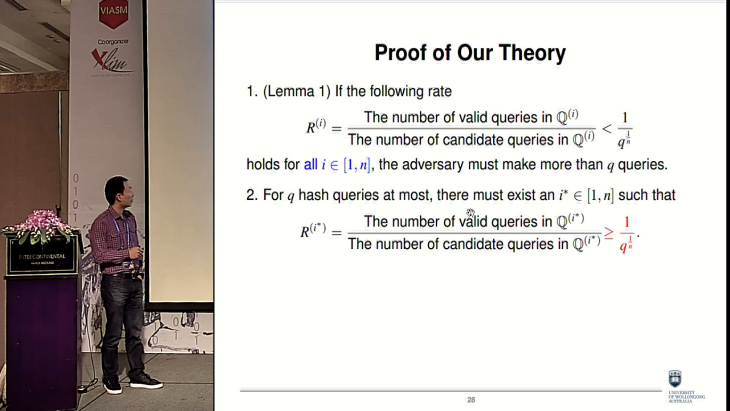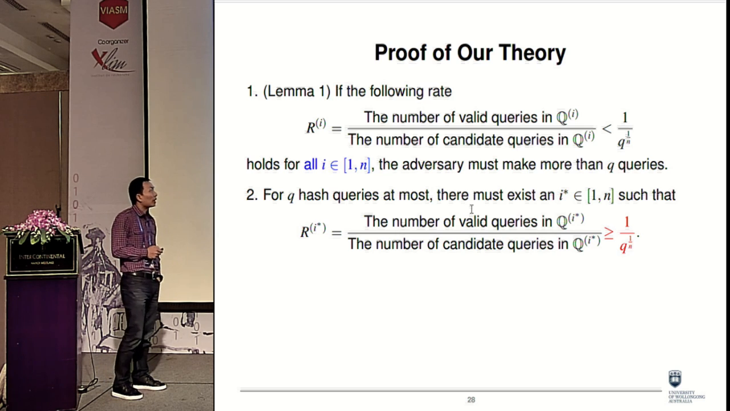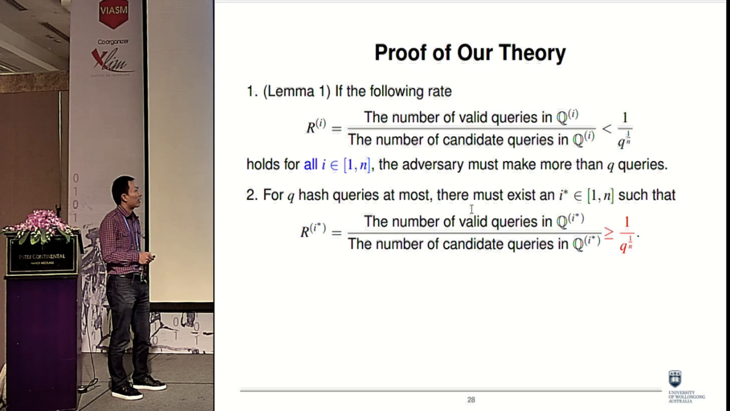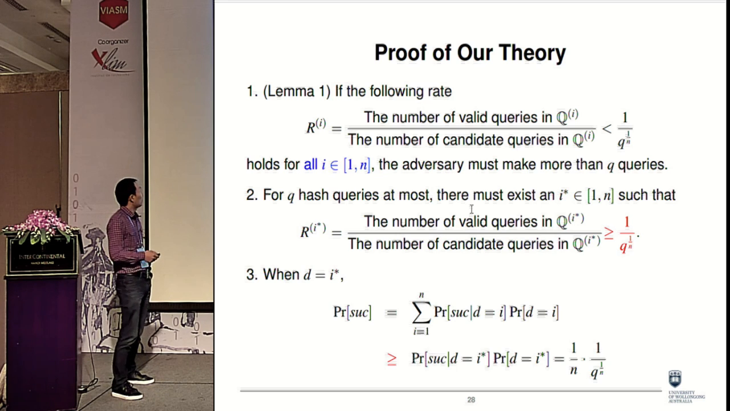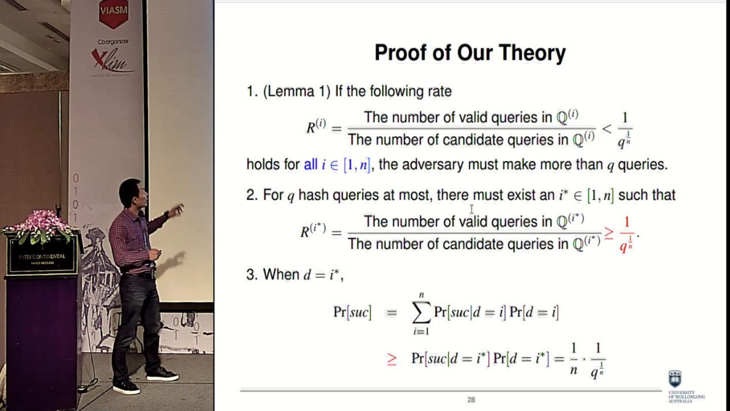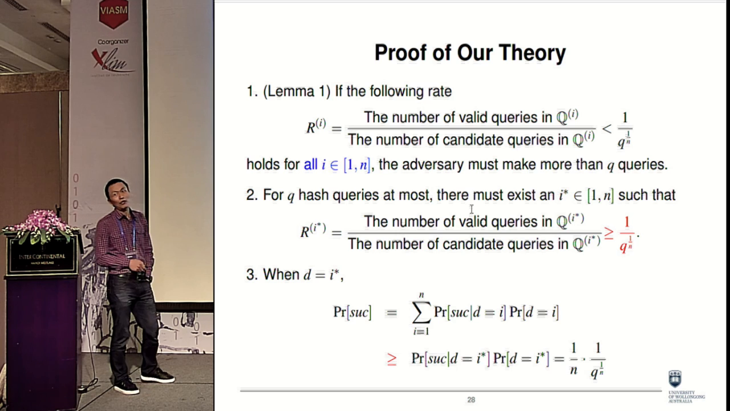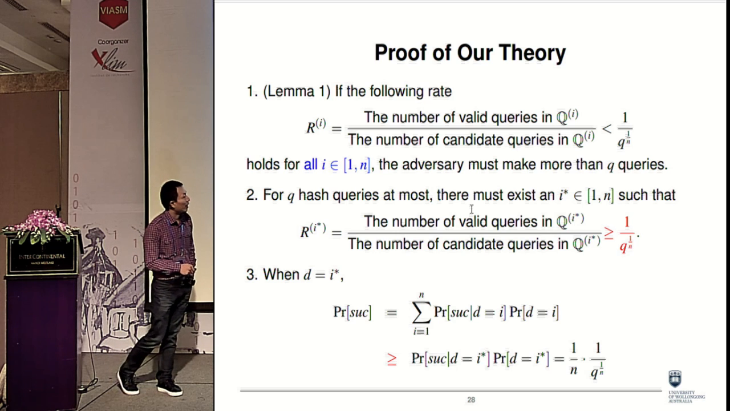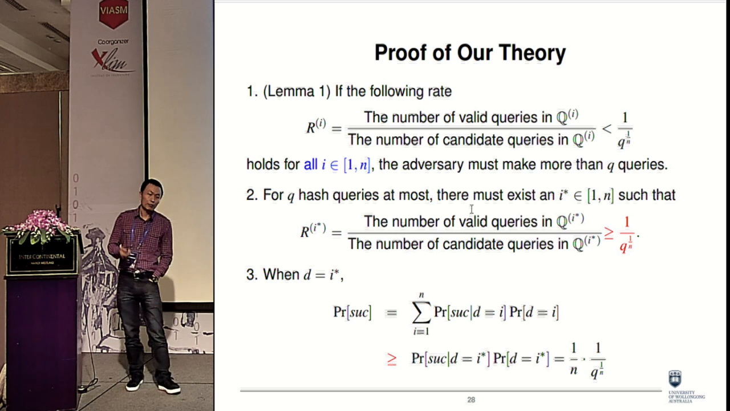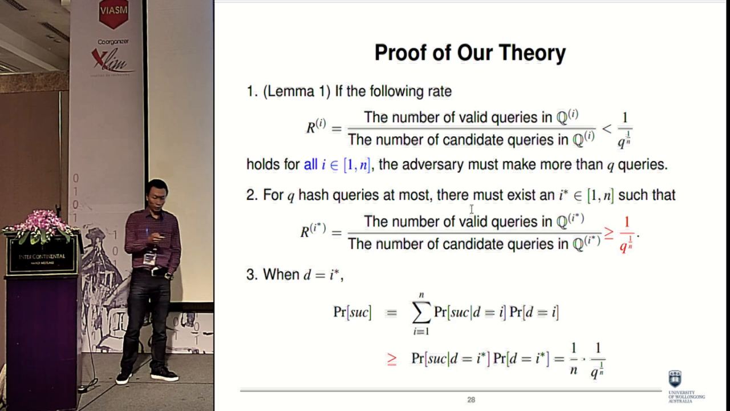But if they are just making Q hashing queries at most, then there must be some integer I star such that this kind of rate is larger than this probability, okay? So when this unknown number D, that's why D must be unknown, is equal to I star, then we have this probability, which is larger than this one. So this one is the lower bound of our success probability of finding a correct solution.